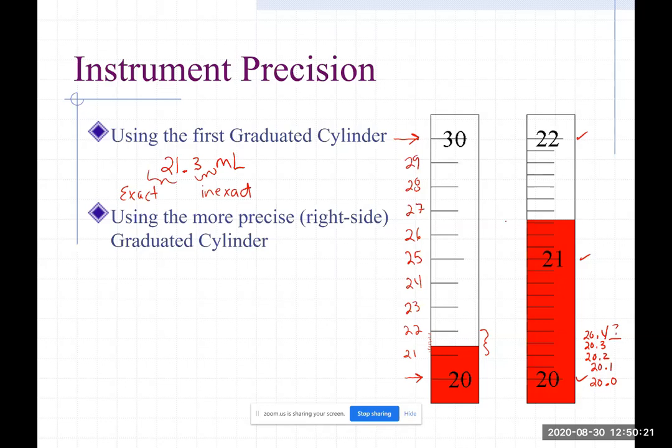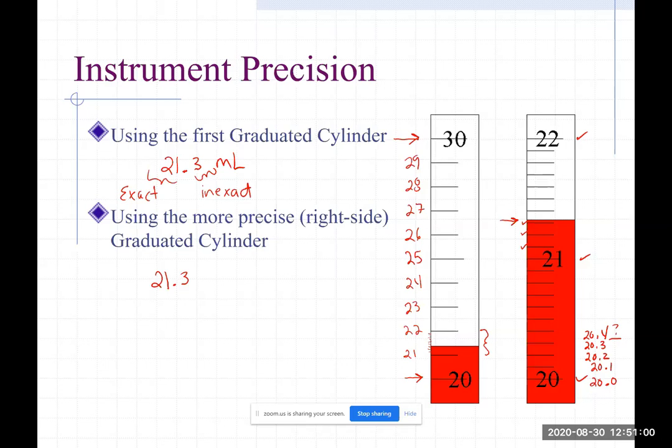So let's see if we can figure out what this volume is right here. So we know that it is 21, but the question is 21 point what? Well, with calibration marks, we have 21. Here is 21.1, 21.2, 21.3, but it doesn't go to 21.4. So we have 21.3, and now we're going to read between the lines.